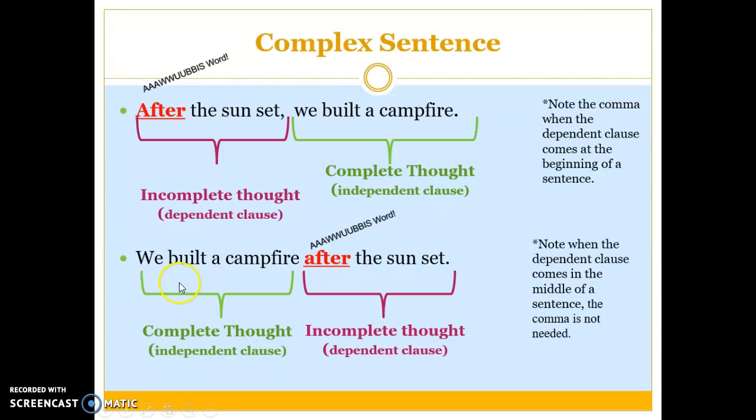Let's take a look at this sentence. We built a campfire after the sunset. So you got your complete thought here. We built a campfire. After the sunset is our incomplete thought. It cannot stand alone. It needs this part of the sentence to be complete. And this is what you call a complex sentence.